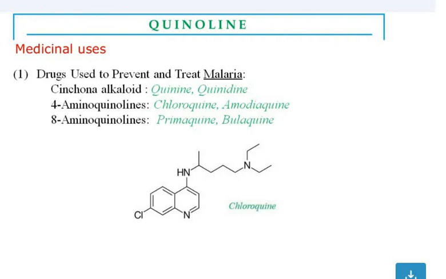Now, important uses of quinoline, medicinal uses. Drugs used to prevent and treat malaria. Cinchona alkaloids, for example quinine and quinidine; 4-aminoquinolines, chloroquine and amodiaquine; and 8-aminoquinolines, for example primaquine and bulaquine. You can see chloroquine.